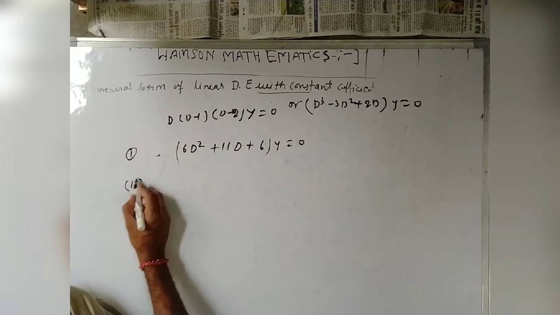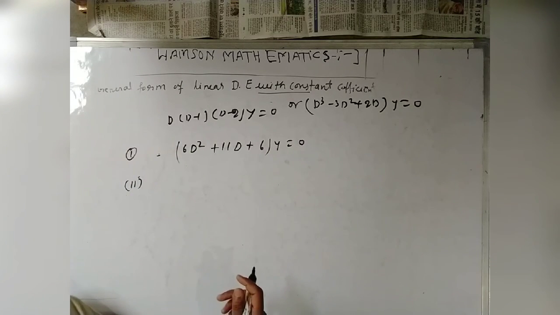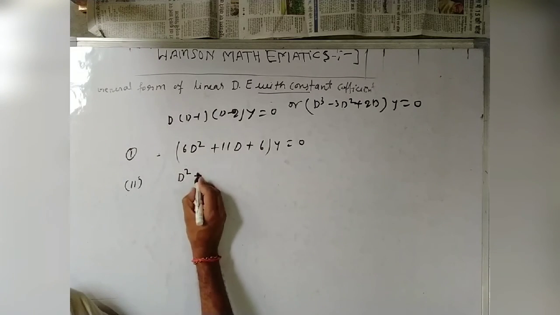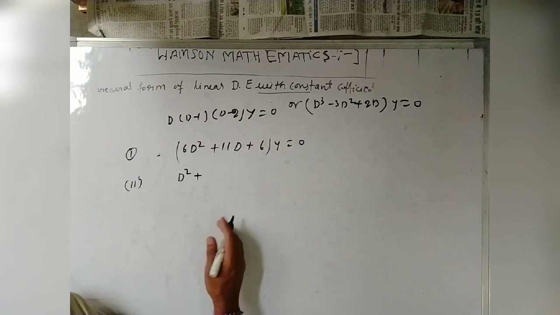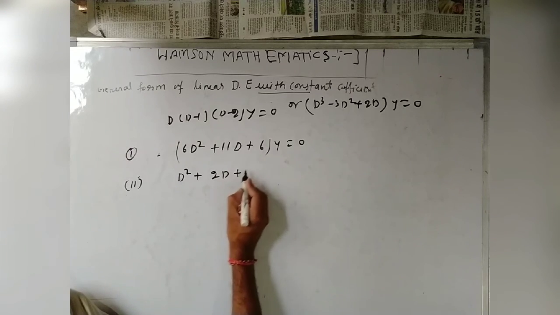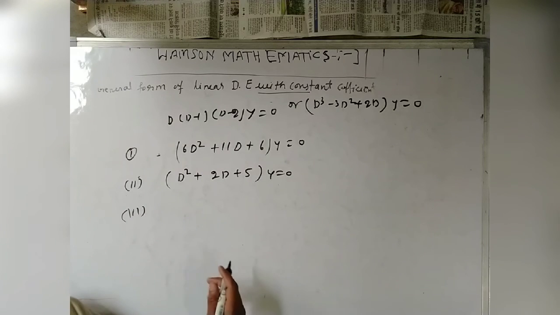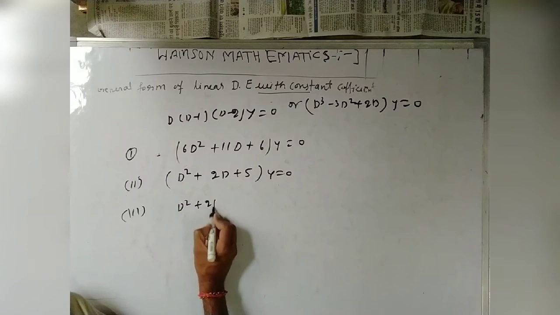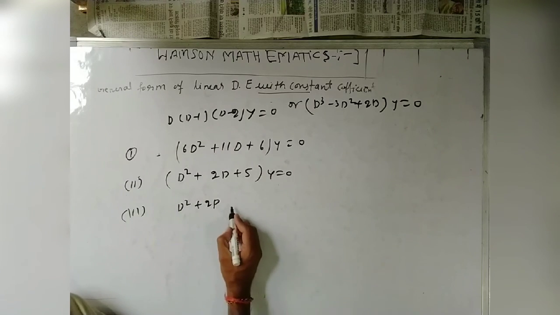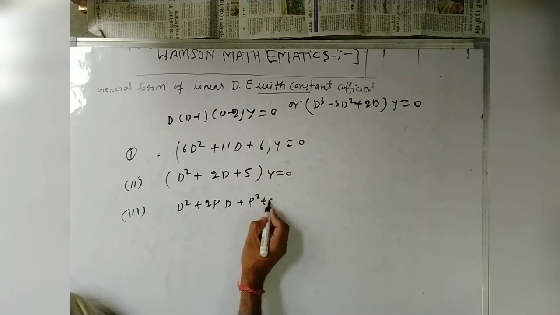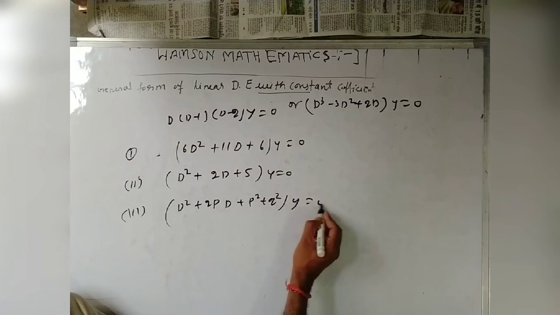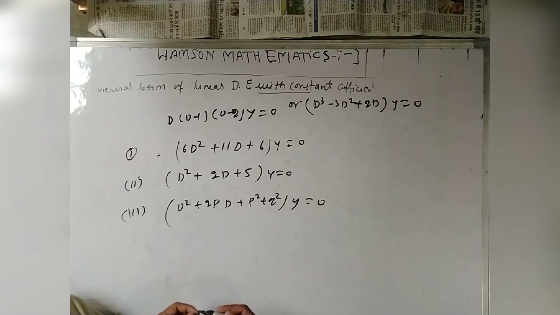The second problem is D square plus 2D plus 5 y is equal to 0. Third problem: D square plus 2pD plus p square plus q square, this y is equal to 0. So these are our 3 problems. You solve them, and if any problem comes up, ask.